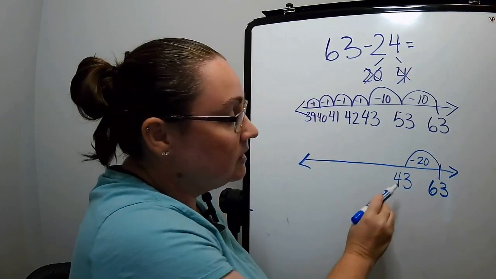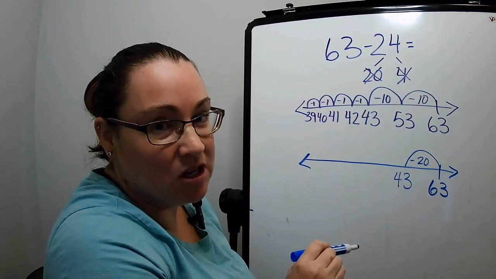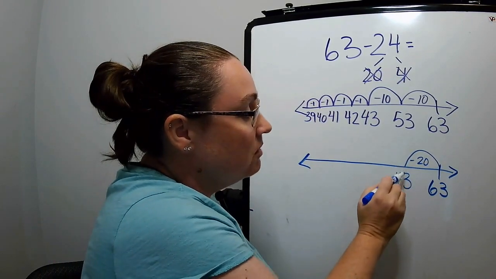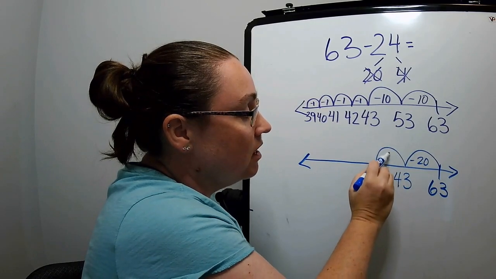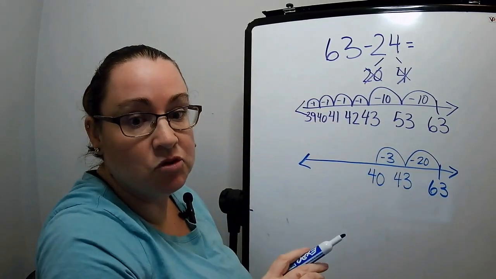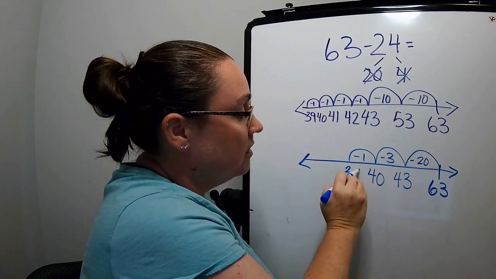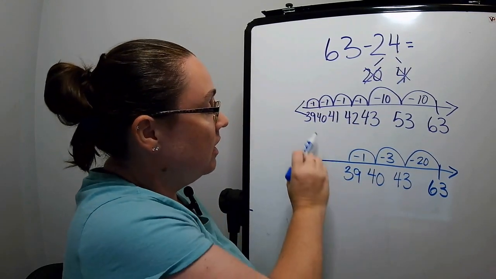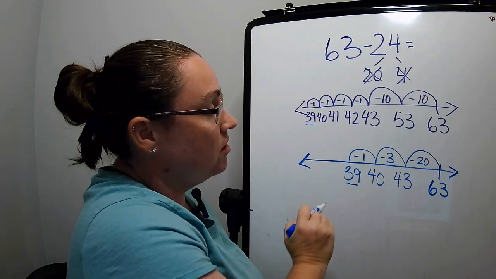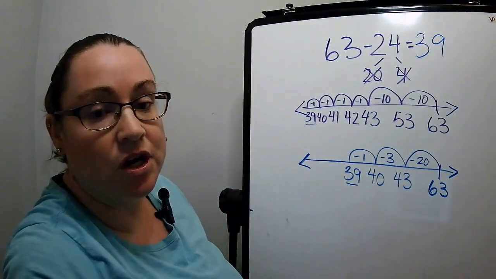And I teach my students, let's get to a friendly number. Because if I jump back 4, that's hard for me to do in my head. But I can certainly subtract 3 and get to 40. And then I only need to subtract 1 more to get to 39. Same answer that I got up here, 39. 63 minus 24 is 39.